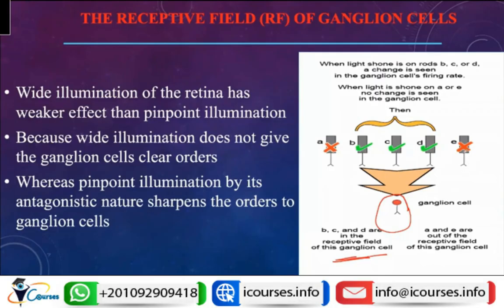This will lead to a sharp edge between the stimulated and the unstimulated retina, because the stimulated retina will be falling on the receptive field, while the periphery will not be falling on the receptive field. This will result in much more augmentation of the effect of the light.